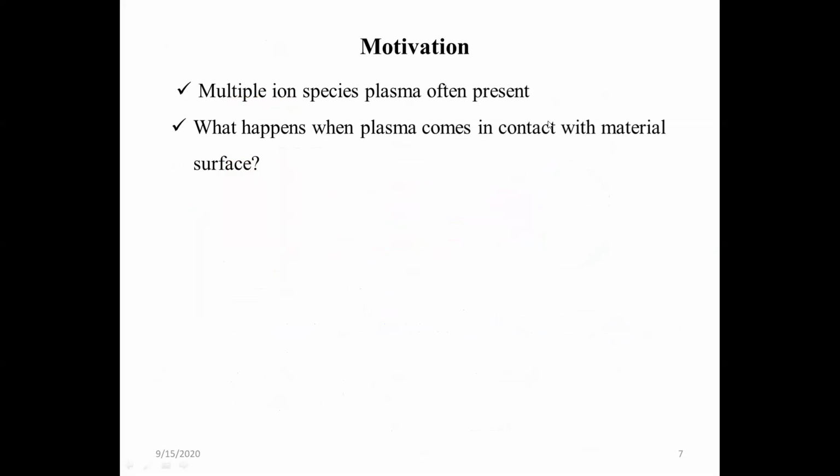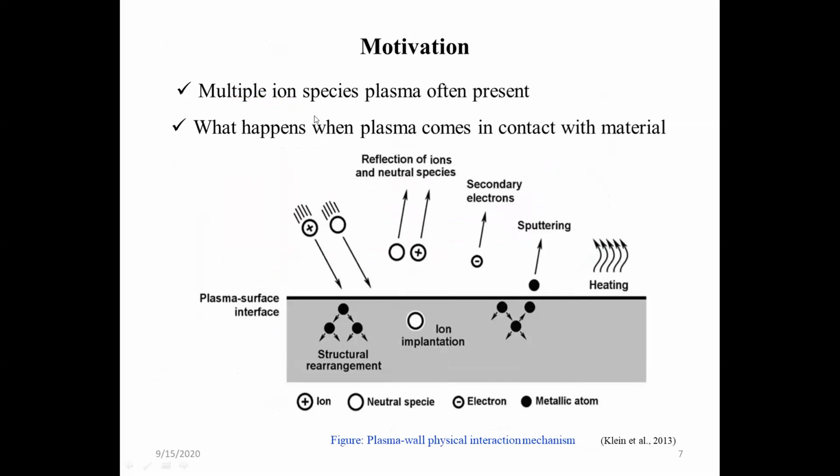Motivation: in most discharges, plasma consists of two ions. Then, when the plasma comes in contact with the wall, there is one question: what happens? When plasma hits the metal surface, different possibilities occur. Sometimes particles may be reflected, and sometimes it causes secondary electron emission from the wall. Sometimes the particles are trapped by the wall. So different mechanisms occur at the plasma wall when the plasma hits the metal surface.